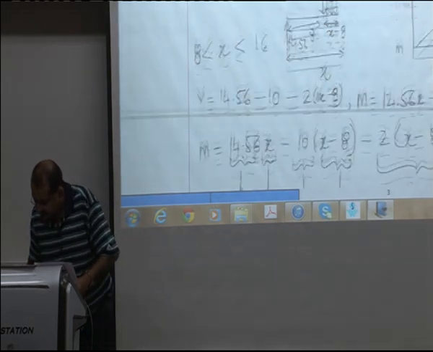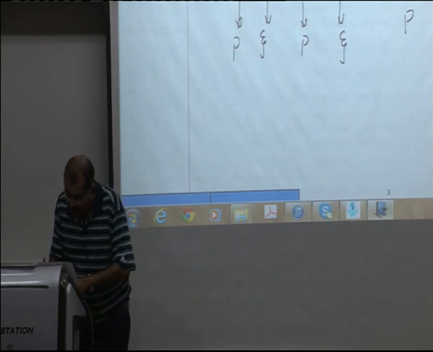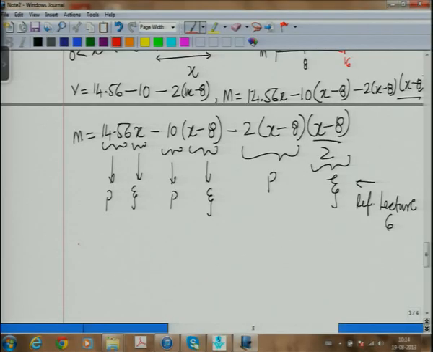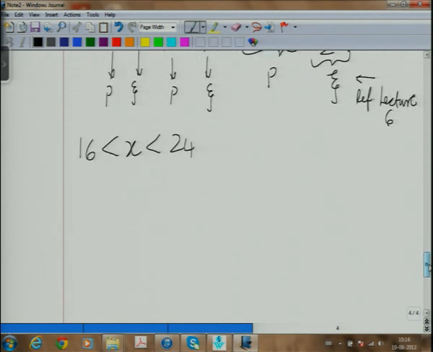Now next, let's go. The next critical point is, you have already worked out the value is 16. So x from 16 to 24. Next we go from 16 to 24.